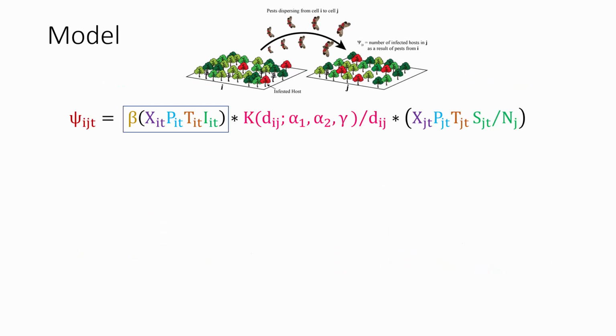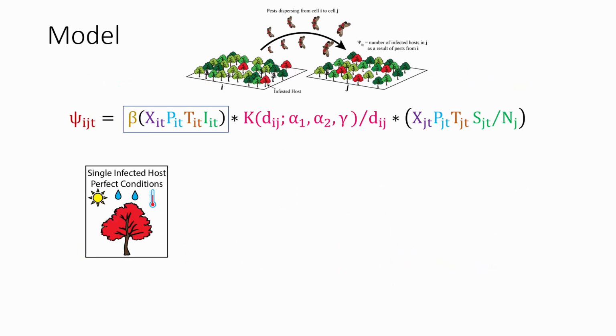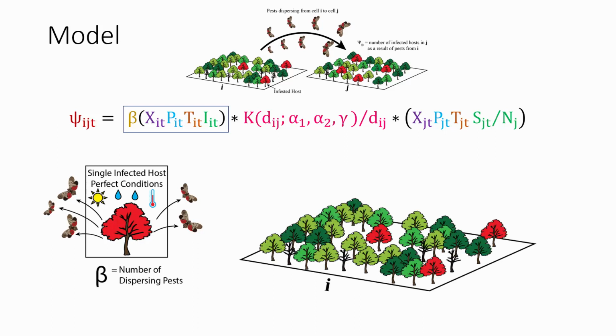Let's zoom into the process of pests leaving cell I. So imagine a single infected host in perfect environmental conditions. Beta is the number of dispersing pests from that host under those perfect conditions, but we don't have ideal conditions or a single infected host.